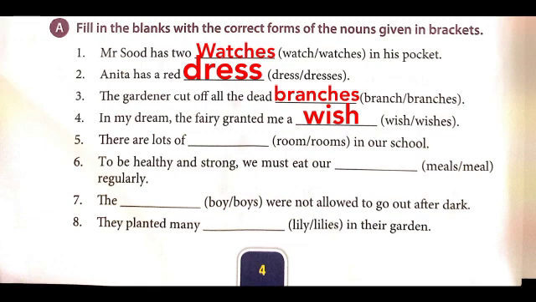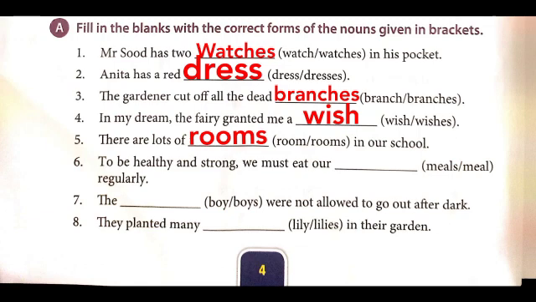Move to number 5. There are lots of dash in our school. The options are room, rooms. Lots of denotes many. So we should choose the option rooms. There are lots of rooms in our school.